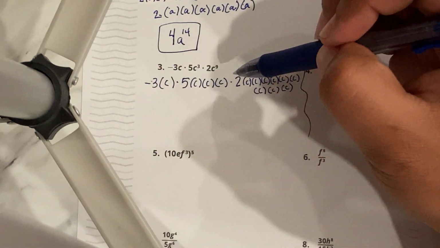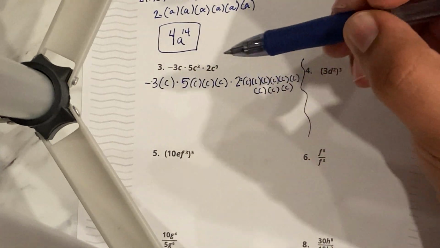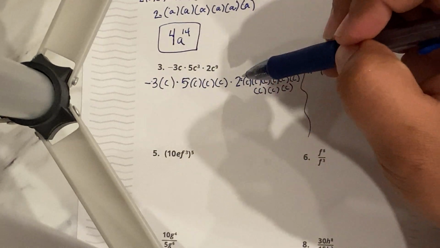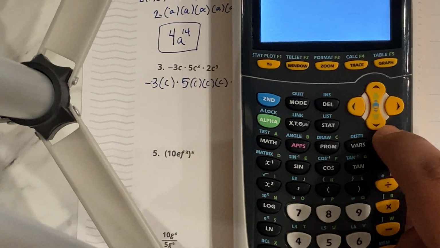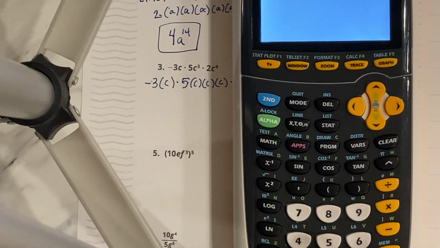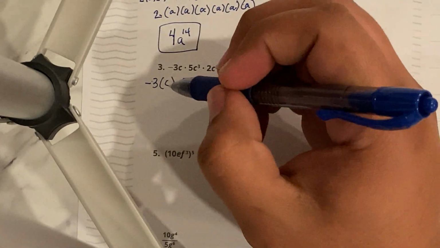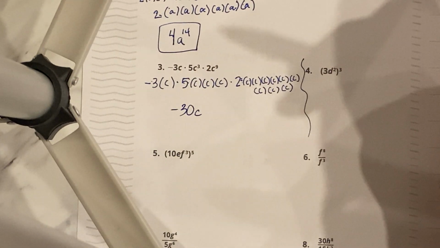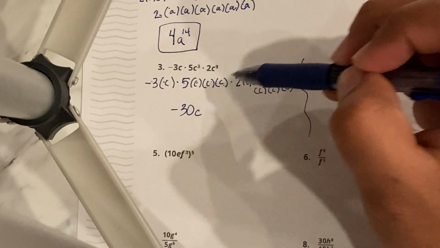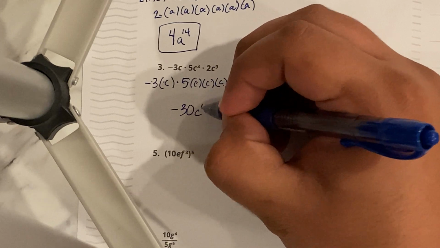Now I multiply my coefficients because they don't match. We're multiplying because those are coefficients. -3 times 5 times 2. I'm going to use my calculator for that just so I don't get scared. -3 times 5 times 2. That gives me -30. Keeping the base C, and we count all our C's. 1, 2, 3, 4, 5, 6, 7, 8, 9, 10, 11, 12, 13. 13 C's.